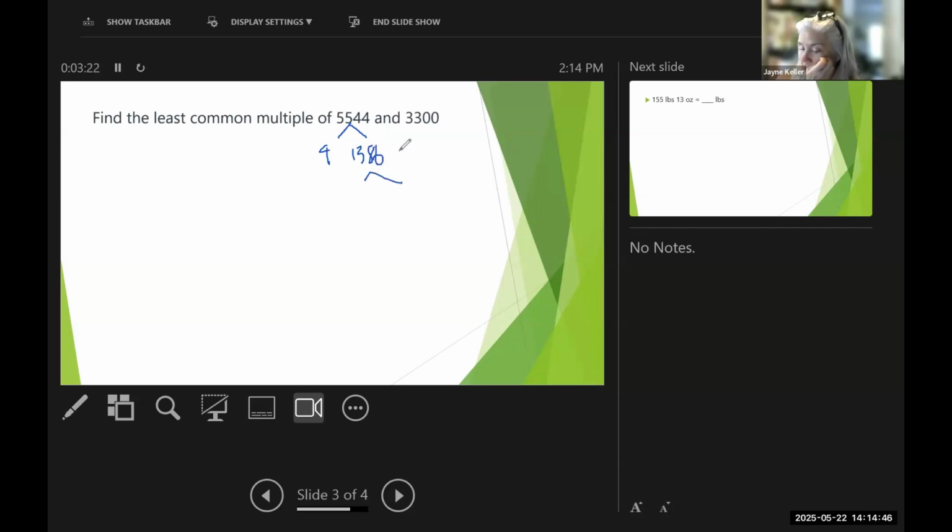Okay. And let's see, 4 is not going to go into that. What about 3? Let's see. 1 plus 3 is 4, plus 8 is 12. Yes, 3 is going to divide in. So I'm going to do 3 next. Oh my gosh, I'm horrible with this. 1,386 divided by 3 is 462.